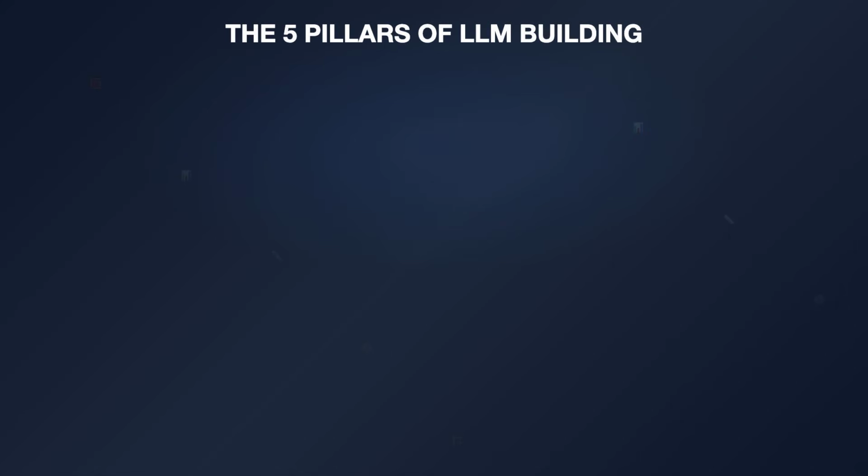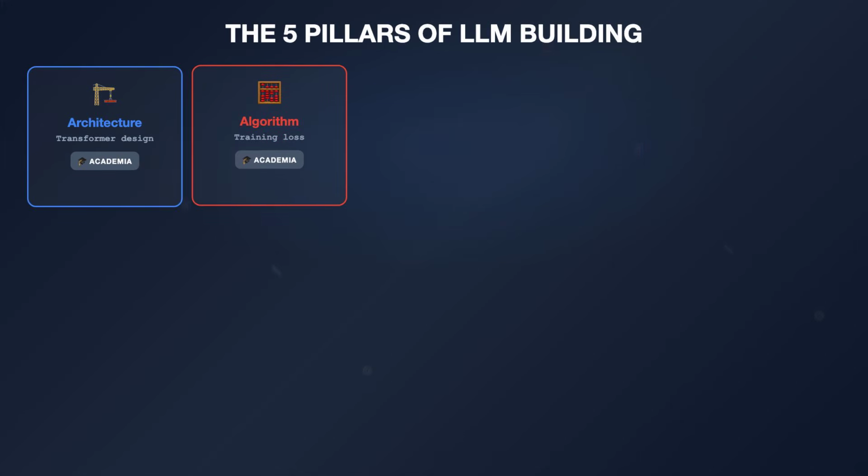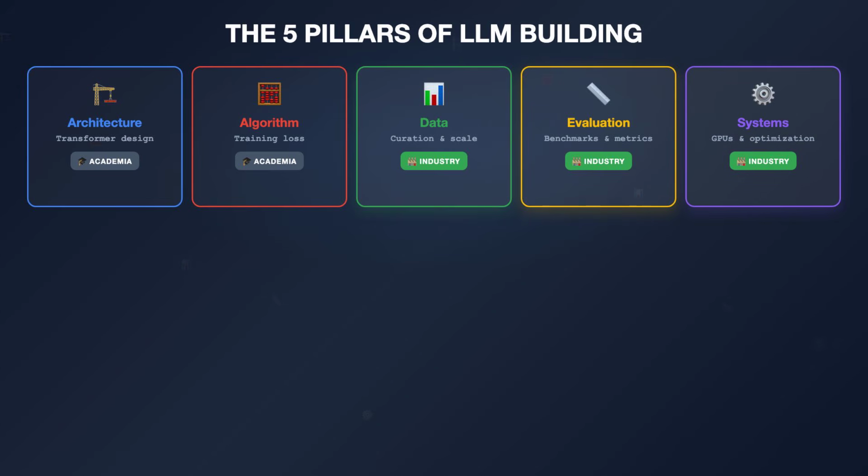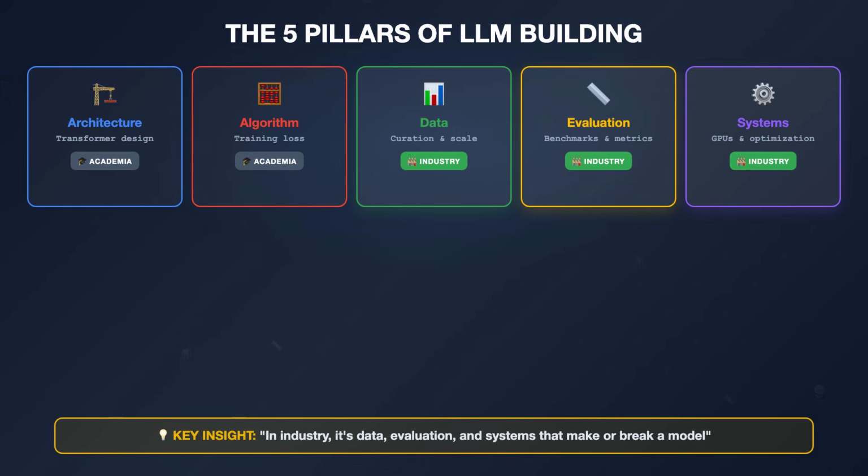The lecture reveals that building an LLM comes down to 5 pillars: architecture, training algorithm, data, evaluation, and systems. Here's the twist most people miss: academia obsesses over architecture and algorithms. But in industry, it's data, evaluation, and systems that make or break a model. If you remember nothing else from this video, remember this: the fanciest architecture in the world is worthless without high quality data and a solid evaluation pipeline.